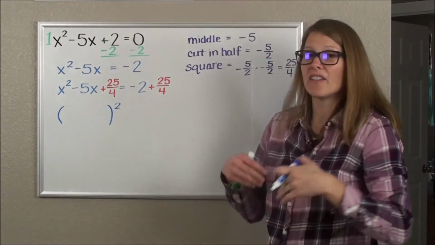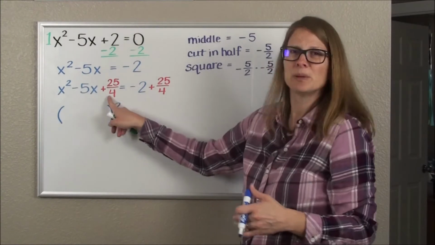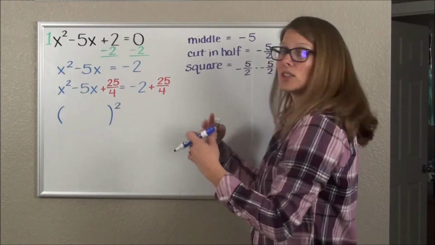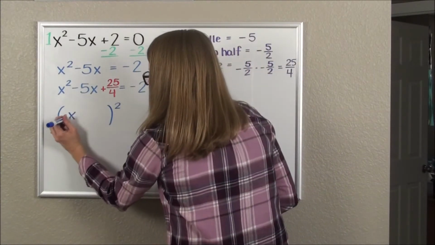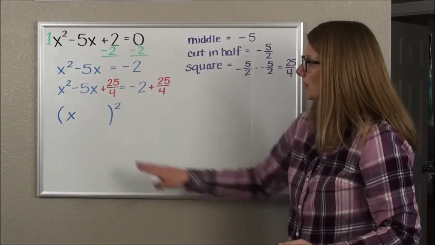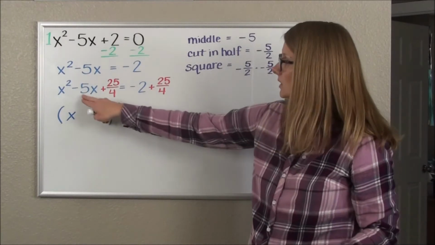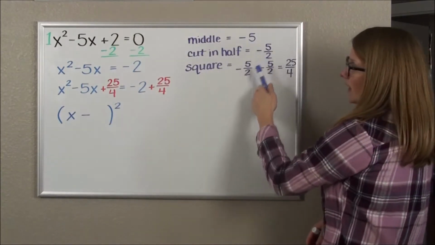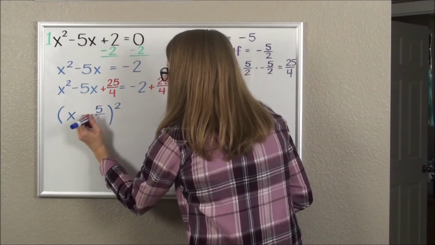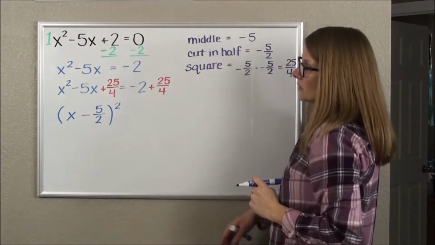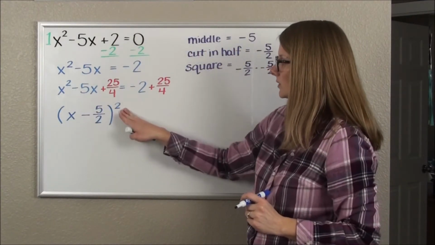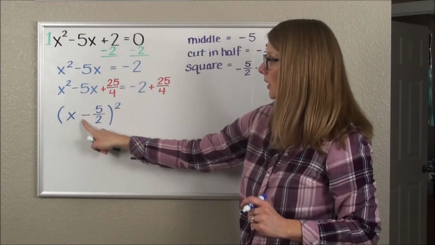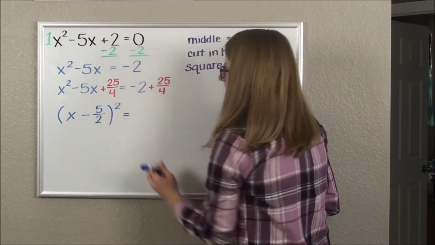And rather than thinking of an X box and thinking what multiplies to positive 25/4 and adds to negative 5, let's try and use that shortcut idea, that pattern. I'll use that variable X, but to figure out what goes here for my number, I just look to the middle and cut it in half. So when we took negative 5 and cut it in half, it was just negative 5/2. So again, to get your perfect square, you're looking to the middle and just cutting it in half, keeping the sign as well.